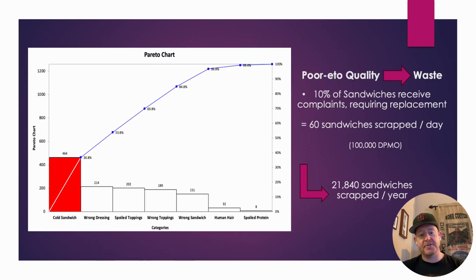Lean Sandwich Shop produces over 218,000 sandwiches every year. 10% of those sandwiches are lost to defects, such as when incorrect protein or other toppings are added, or if it is left dwelling too long and delivered cold.